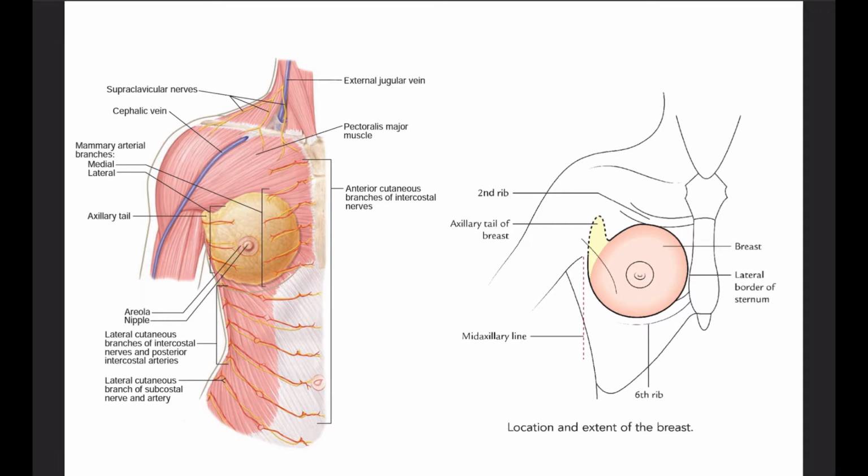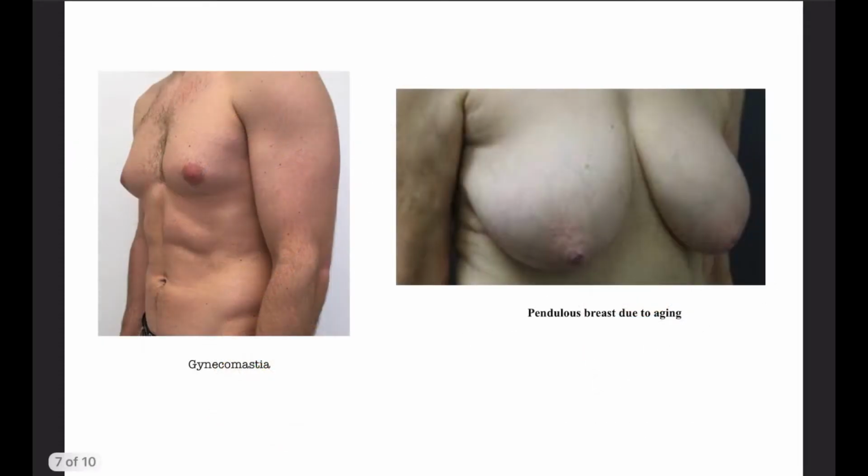So the mammary gland is found in both sexes, male and female. However, it remains very basic in male but becomes well developed in female at puberty. On rare occasions, the breasts of male become enlarged. This condition is known as gynecomastia. Here you can see the breast of male become enlarged.